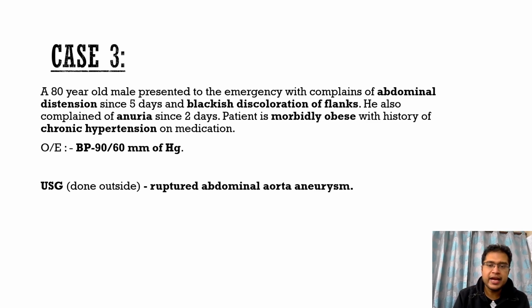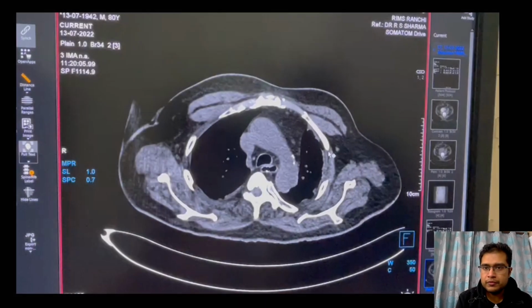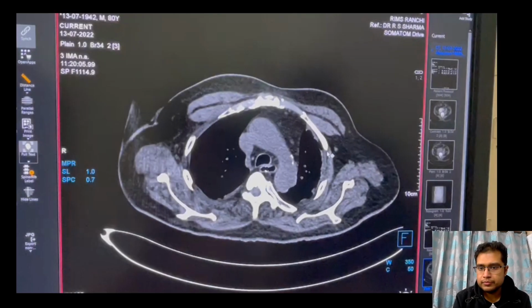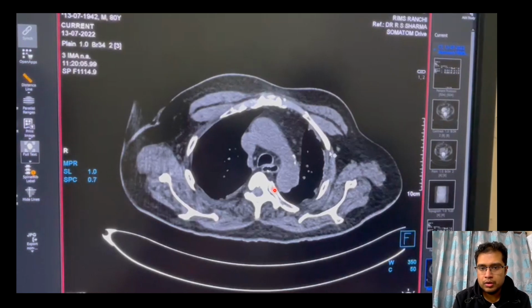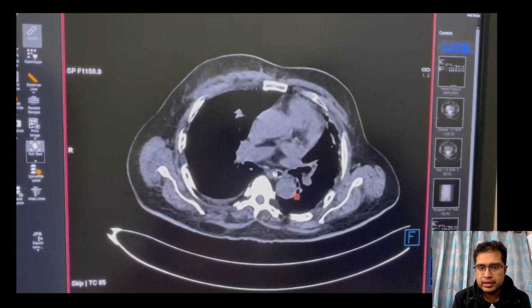So emergency CT scan was done on this particular patient. So we'll be tracing the aorta.